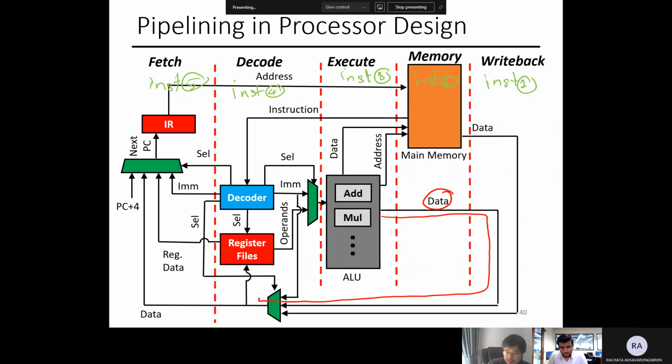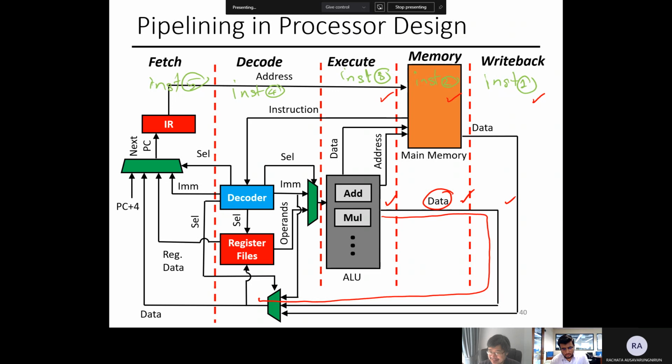I think 1 can be at a time. 3. 1 in the execute, 1 in the memory, and 1 in the write back. 3 totally different instructions, which means that I need to support 3 different pieces of data, right? So now here's the problem. If I want to do pipelining, I need to make sure that is 3 different pieces of data.